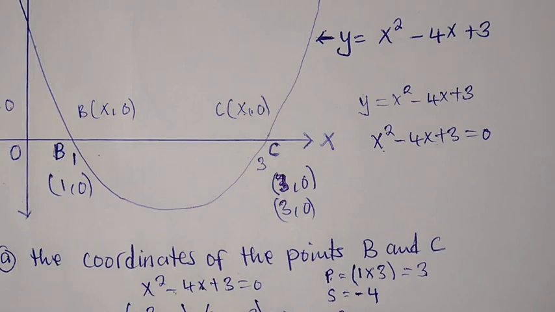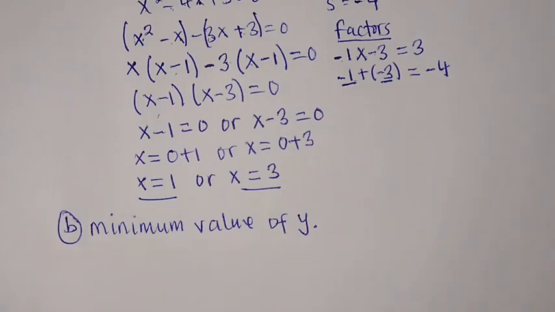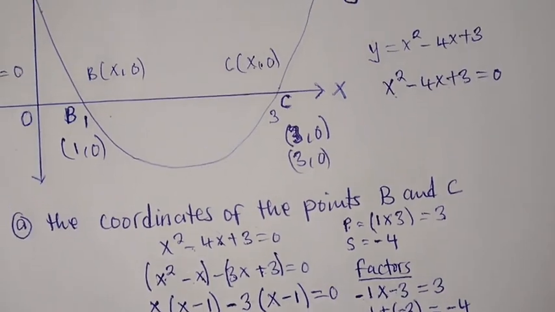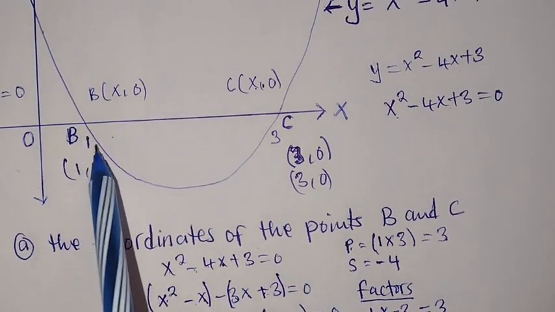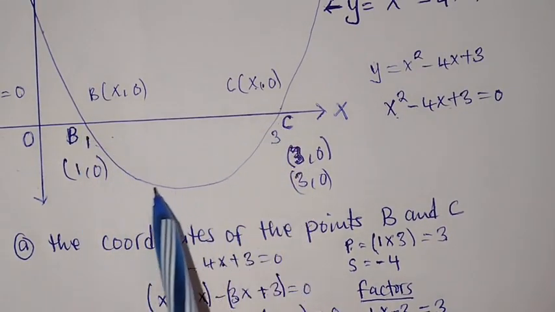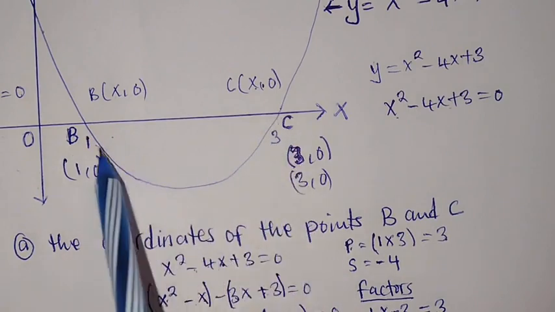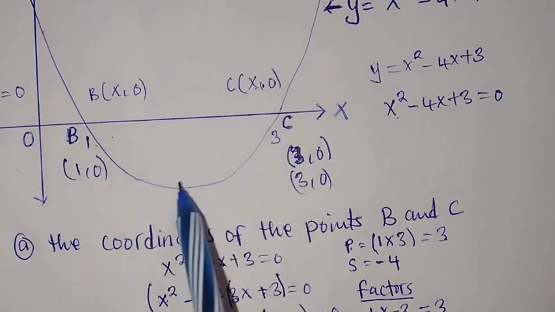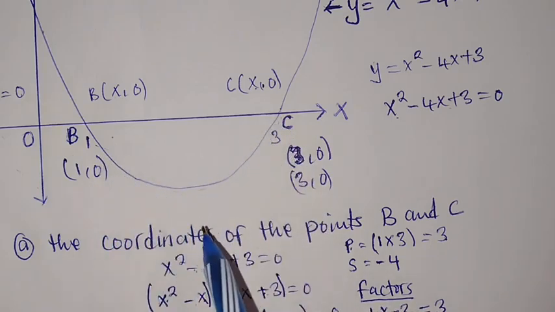Let us now look at our question B. Alright, so we now come to our question B. Our question B is saying find the minimum value of y. So when you look at this parabola that we have, you can see where it's making the turning, where the parabola is making a change in direction. So here you have a minimum value of y.